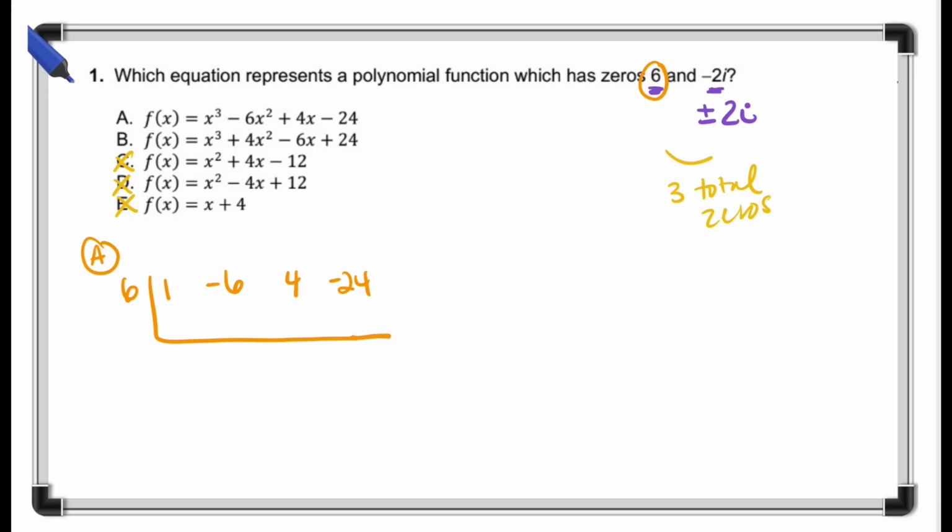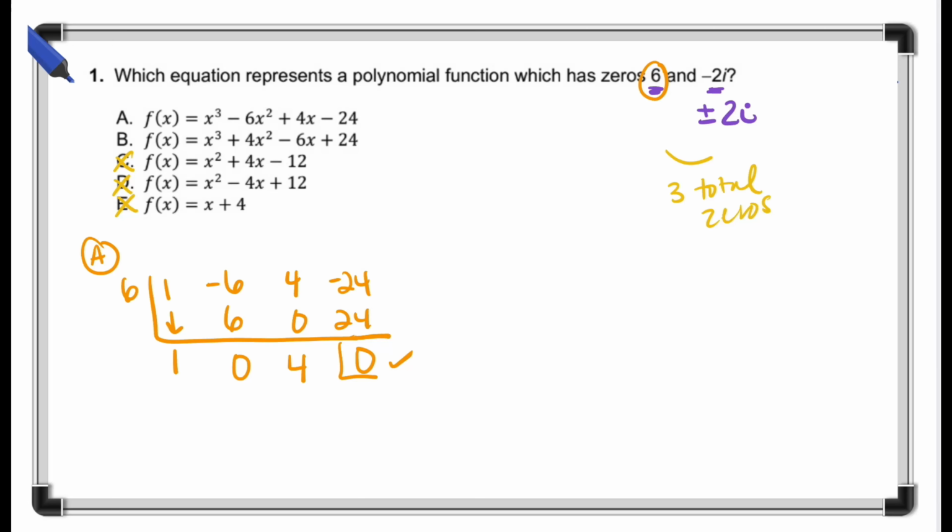Now, remember, if the 6 is a 0, then the remainder is going to have to be 0. So we're going to drop down the 1, multiply gets us 6, then that's going to get us 0, and then 0, and then 4, and then positive 24. And because that remainder is 0, that means that 6 is a 0 of letter A.